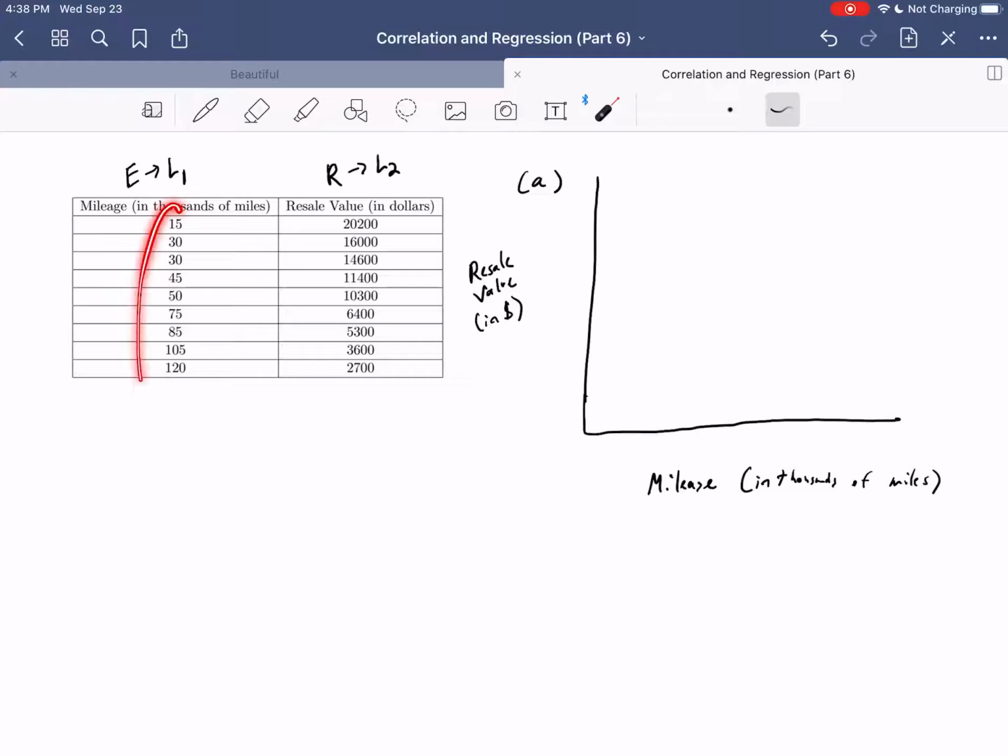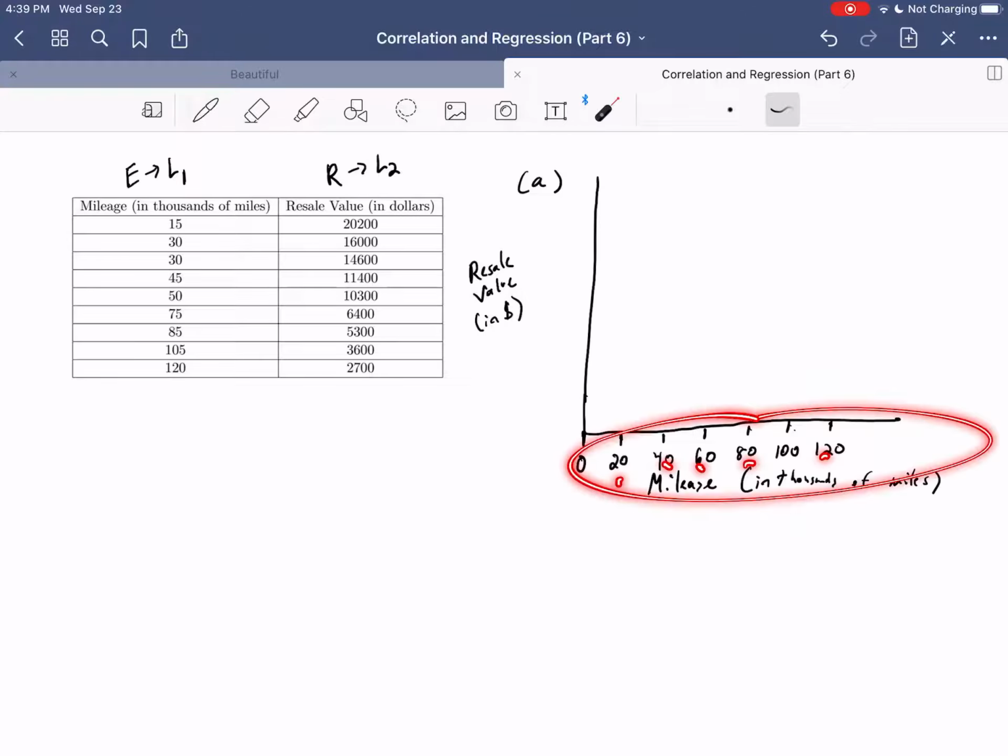So for mileage, it looks like we're as low as 15 and go all the way up to 120. So we could maybe start at 0 and just go by 20s. Nice and easy. 20, 40, 60, 80, 100, and 120. And notice that by doing that, we don't need any condensing of the axis there. We'll just start at 0 and go by 20,000 at a time. Then there's our horizontal axis.